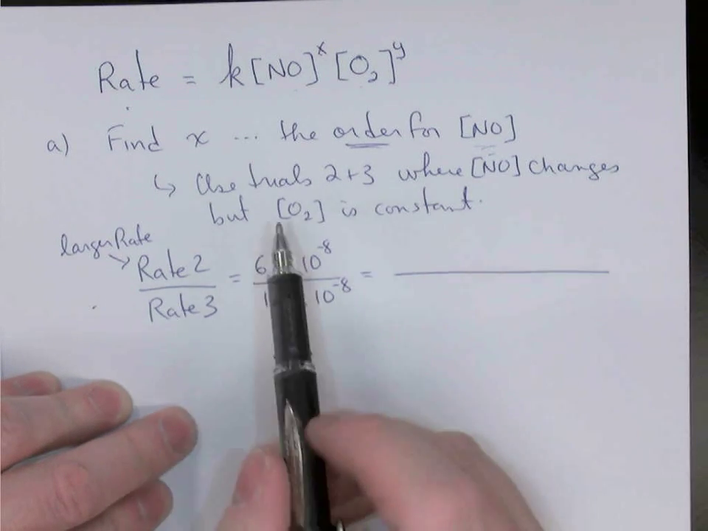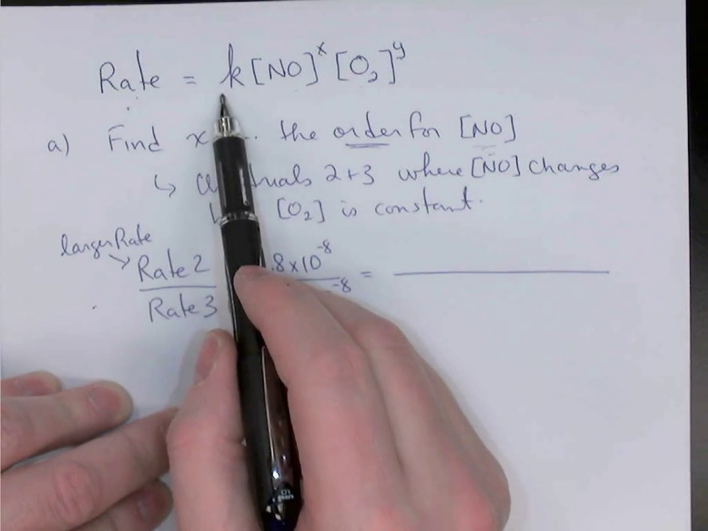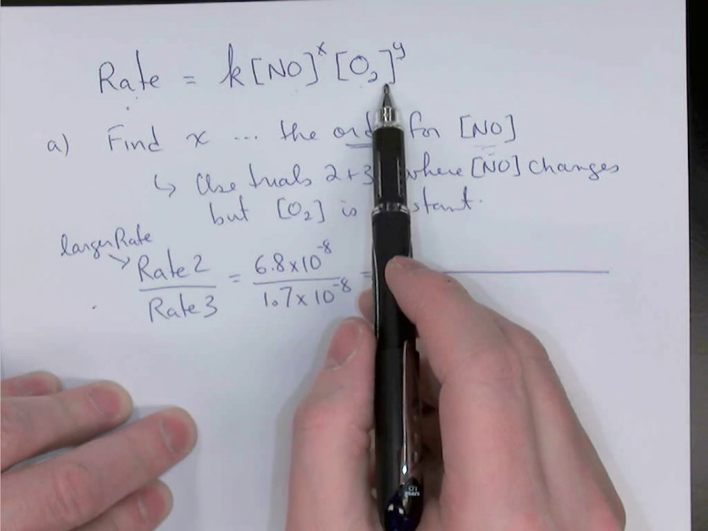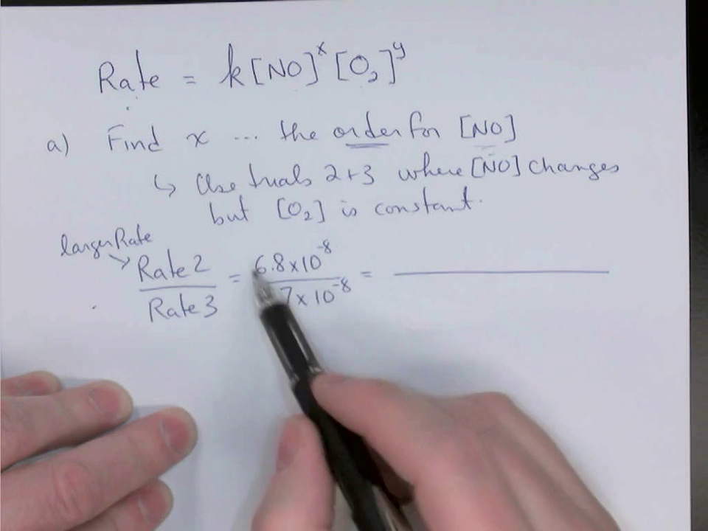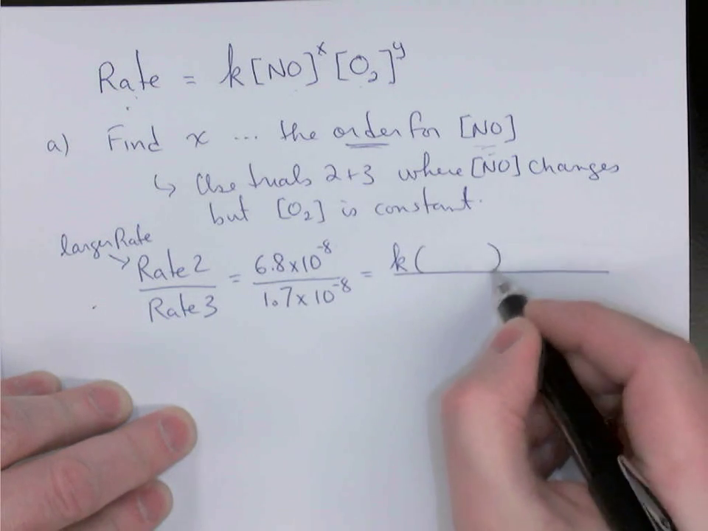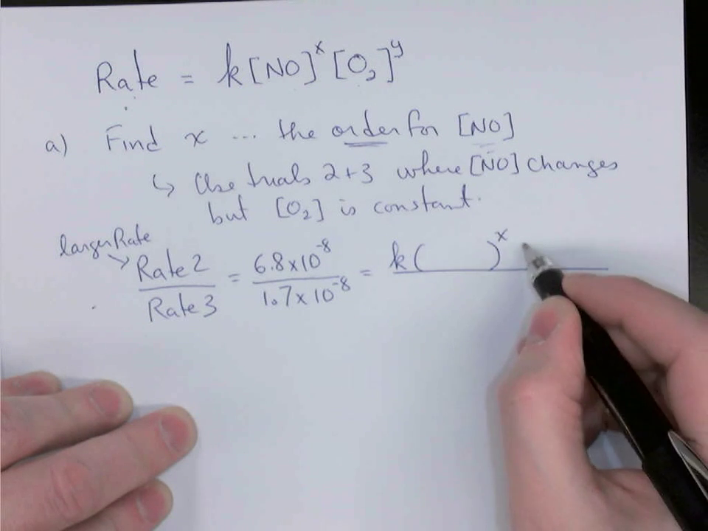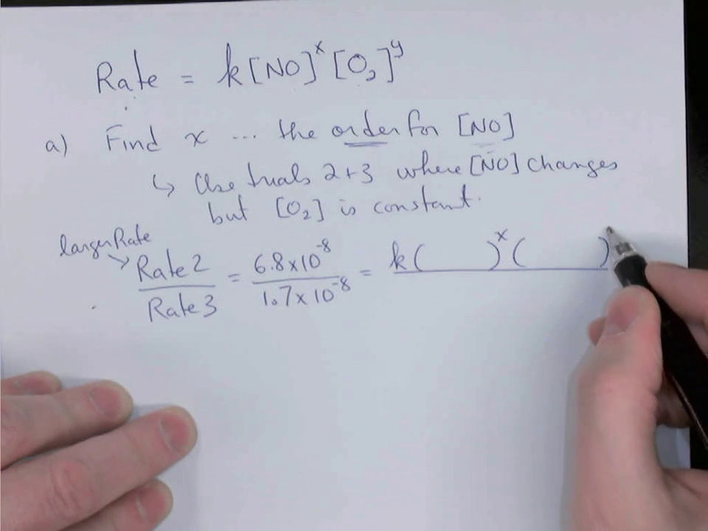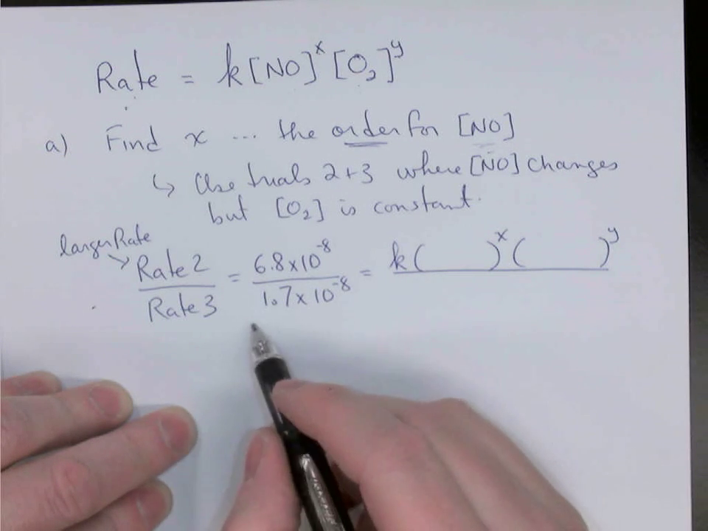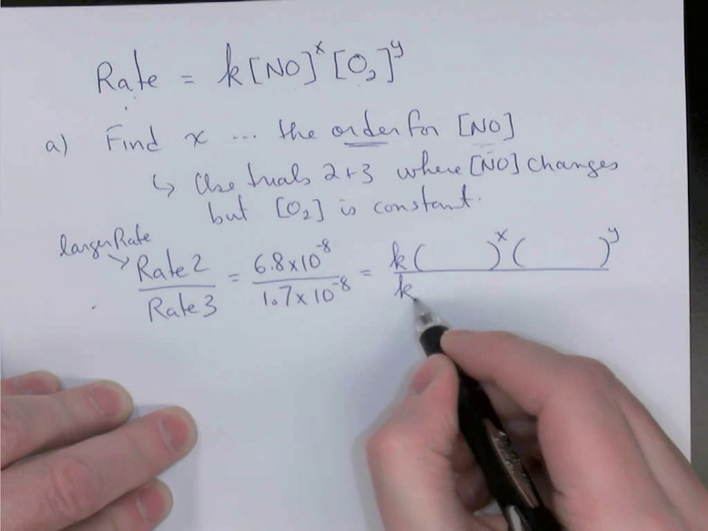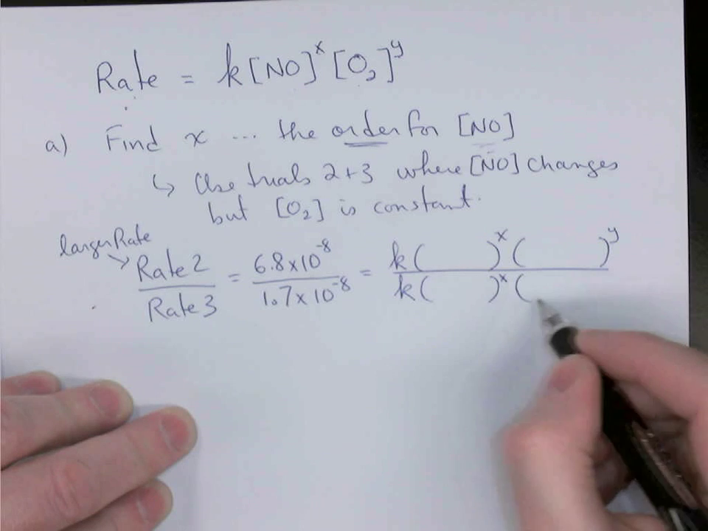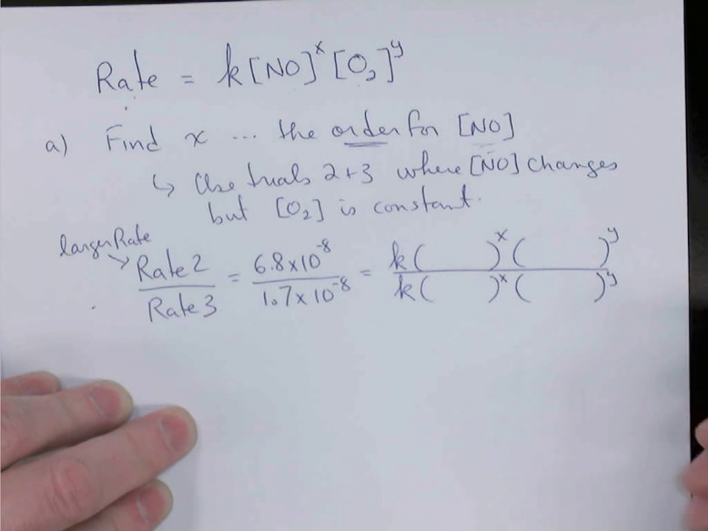Notice in our rate law that rate is actually equal to K times NO to the X and O2 to the Y. So the rate here on top, rate number 2, has to equal K times the concentration of NO to the power of X and concentration of O2 to the power of Y. Similarly, on the bottom here, rate number 3 is equal to K times the concentration to the power of X for NO and the concentration to the power of Y for the O2.